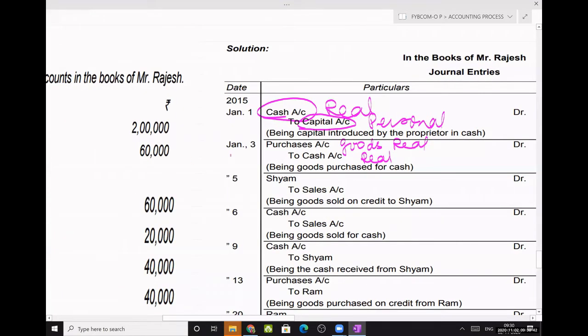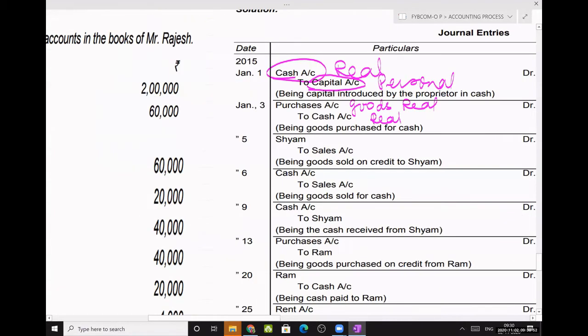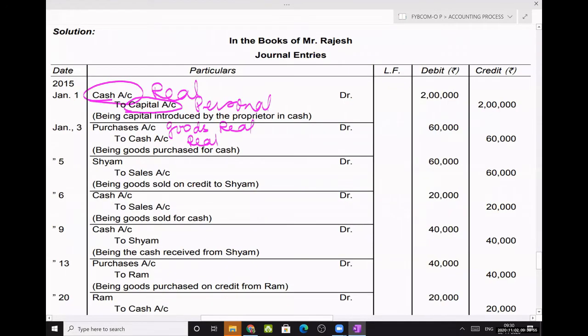Next, fifth, sold goods to Sham. So the party's name is there, it means it is credit sales. So what will the journal entry be? When we are selling on credit, the party name is very important. Sham, personal account. What are the golden rules? Debit the receiver. And sales means what are you selling? Obviously goods. Goods is what? Real account. Credit what goes out.